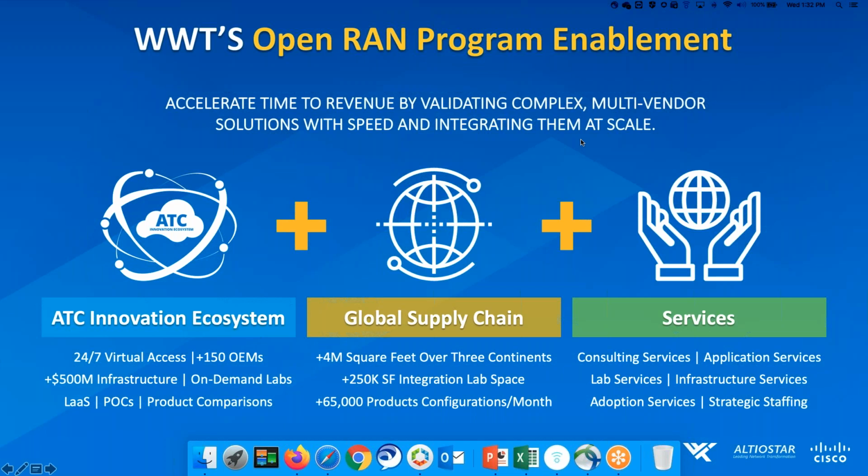And then at that point, we've got what I think WWT is most notably known for, our global supply chain and logistics. We operate over 4 million square feet, over three continents, the bulk of it here in the U.S., but obviously in EMEA and beyond.